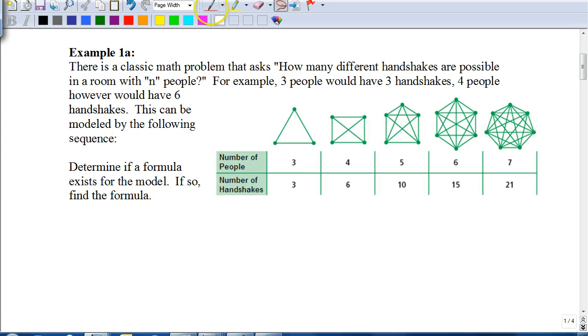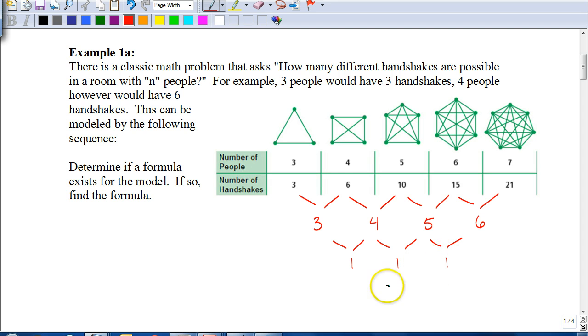So to do that, we're going to do the same thing that we did yesterday. We're going to find these differences. So 6 minus 3 is 3, 10 minus 6 is 4, 15 minus 10 is 5, and 21 minus 15 is 6. Do this again, since these weren't the same difference. 4 minus 3 is 1, 5 minus 4 is 1, 6 minus 5 is 1. So the fact that we have 3 of the same numbers in the second difference tells me that this is a degree of 2.